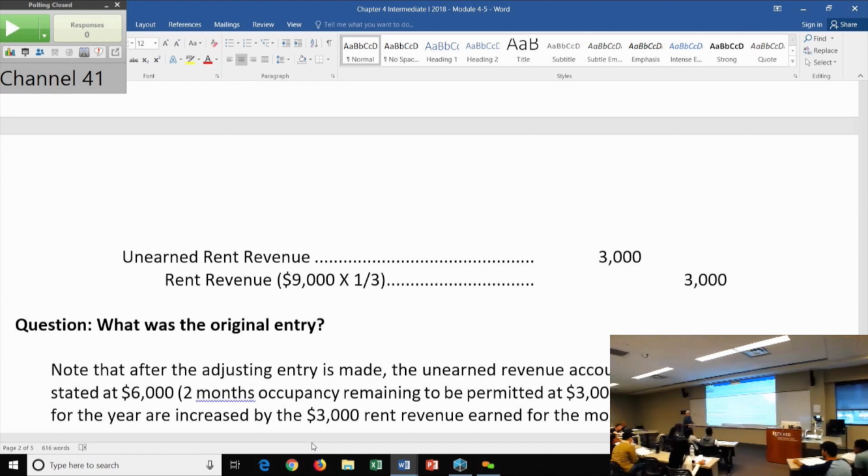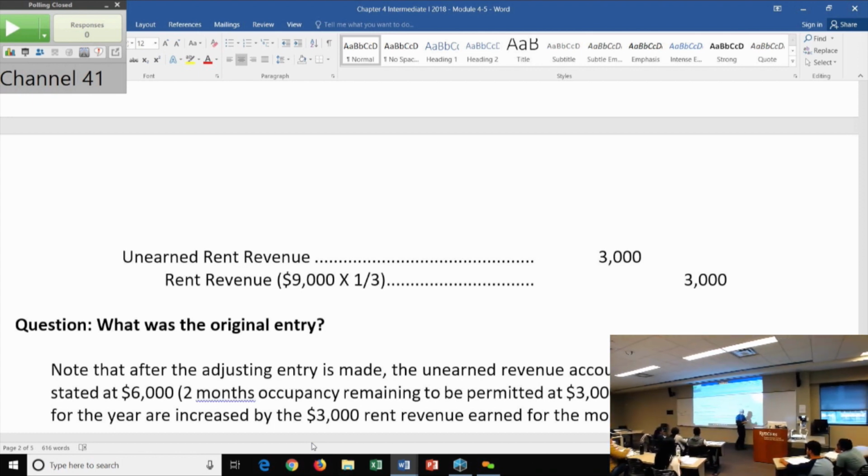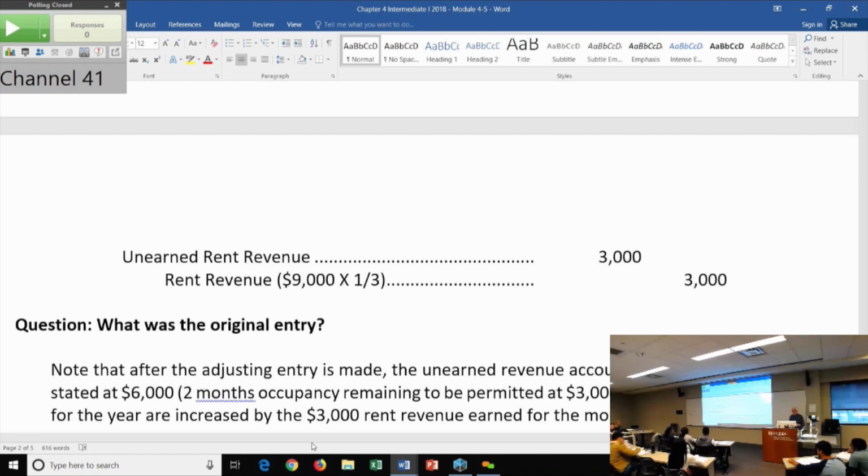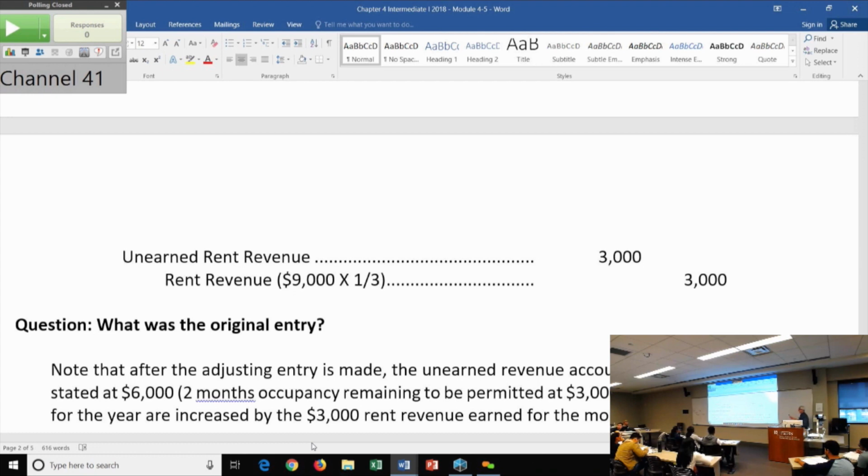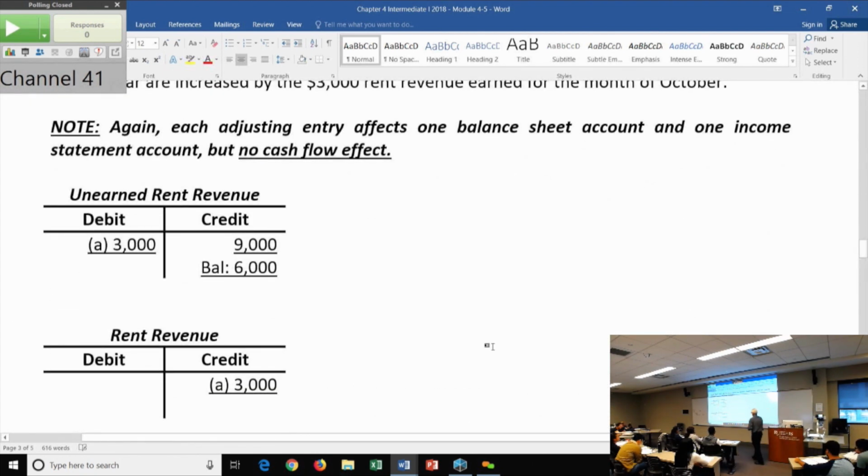So in this case, we know that 1/3 has been earned at this point, and therefore 3,000 is going to be removed from the liability and recorded as a revenue. And the good thing about this approach is that, again, adjusting entries will always have one balance sheet, one income statement account affected, and no cash, as I said. Now, when you look at the adjusting entry, the original entry on October 1 was a debit to cash, credit the unearned revenue, but then when we post this, debit the unearned revenue, credit rent revenue. The rent revenue will be closed out, as we'll see later on today.